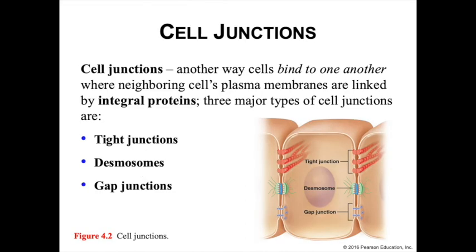Okay, here we're going to look at the different types of junctions that we have in between cells that are going to help them to either hold together or make connections with each other or be able to communicate with each other. So there are going to be 3 main types of junctions. You have tight junctions, desmosomes, and gap junctions.